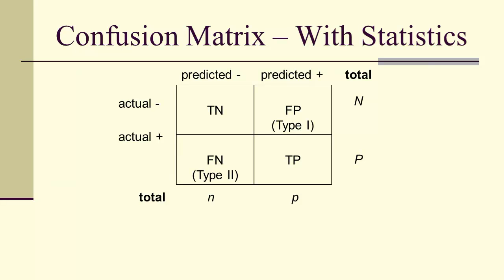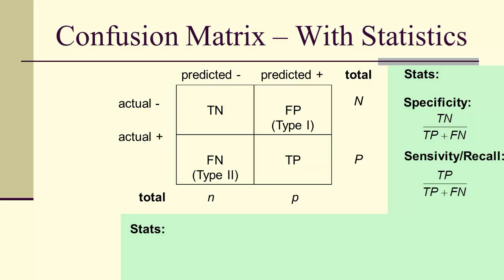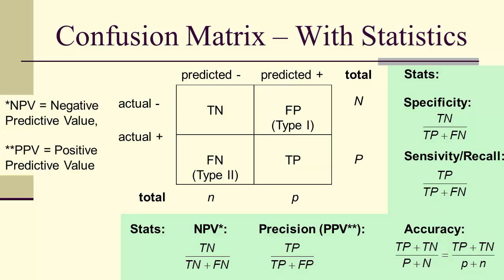So let's look at this put all together. We're going to have statistics that are derived from the confusion matrix. And we say stats, but we're just looking at basic metrics here. So the specificity is true negatives over true negatives plus false positives. Sensitivity and recall looks like that. Accuracy, we've seen that already. Precision, true positive over true positive plus false positives. And we're not going to use it very much, but the NPV is the negative predictive value.